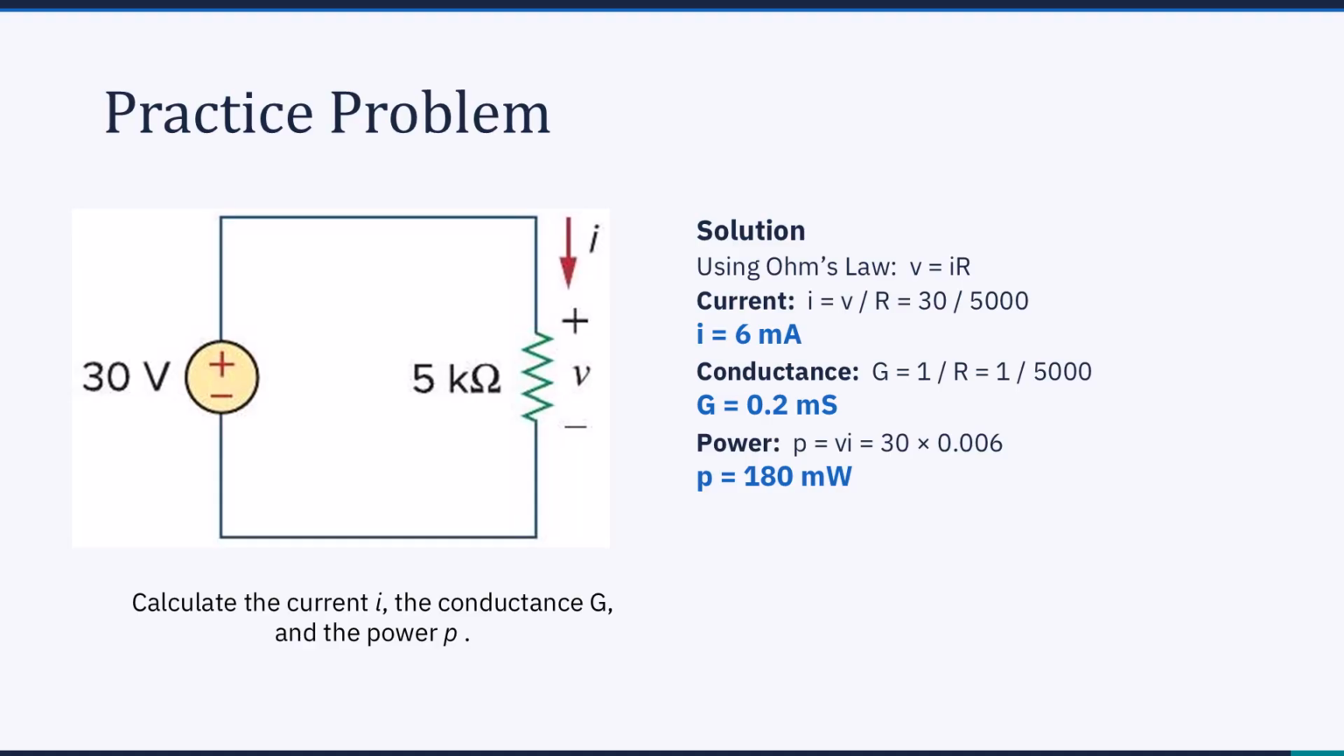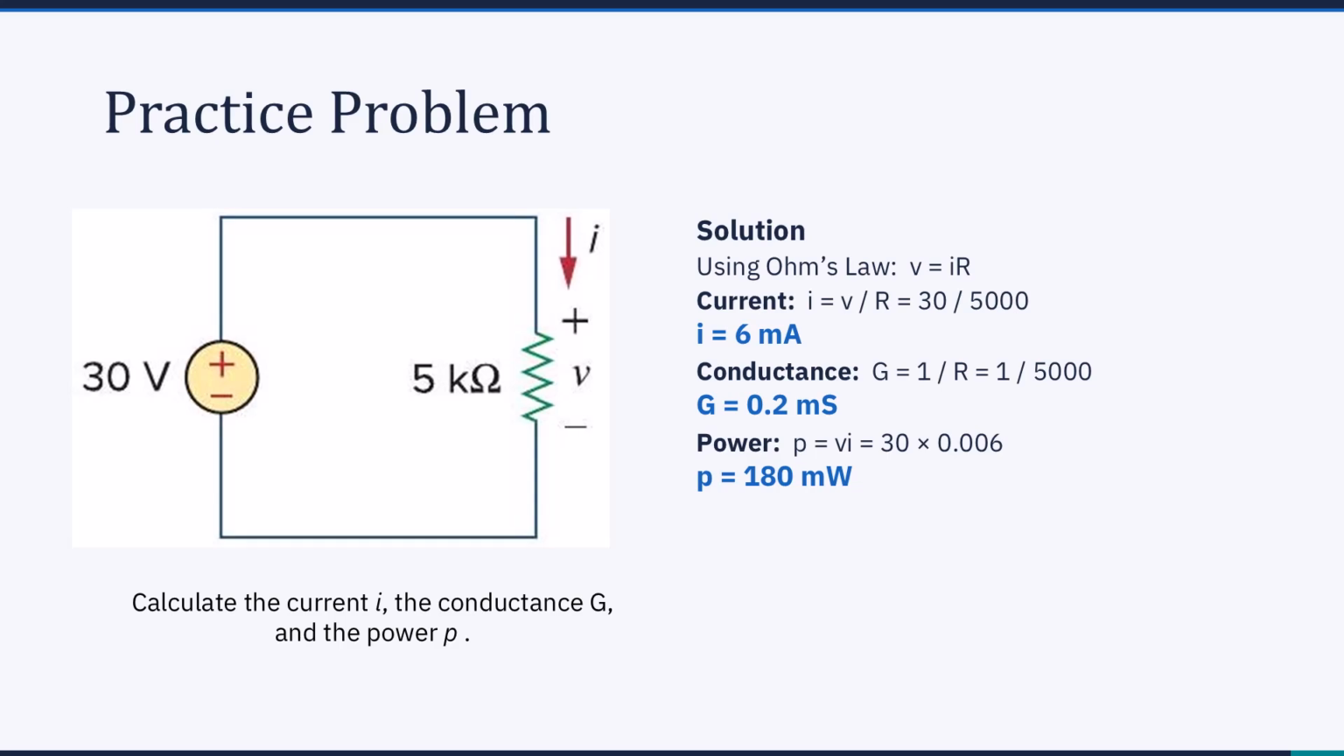power as well. Looking at the circuit diagram on this slide, we have a voltage source of 30 volts connected to a resistor of 5,000 ohms, which is 5 kiloohms. We are asked to find three things. 1, the current I, 2, the conductance G, 3, the power P. Let us solve them one by one.